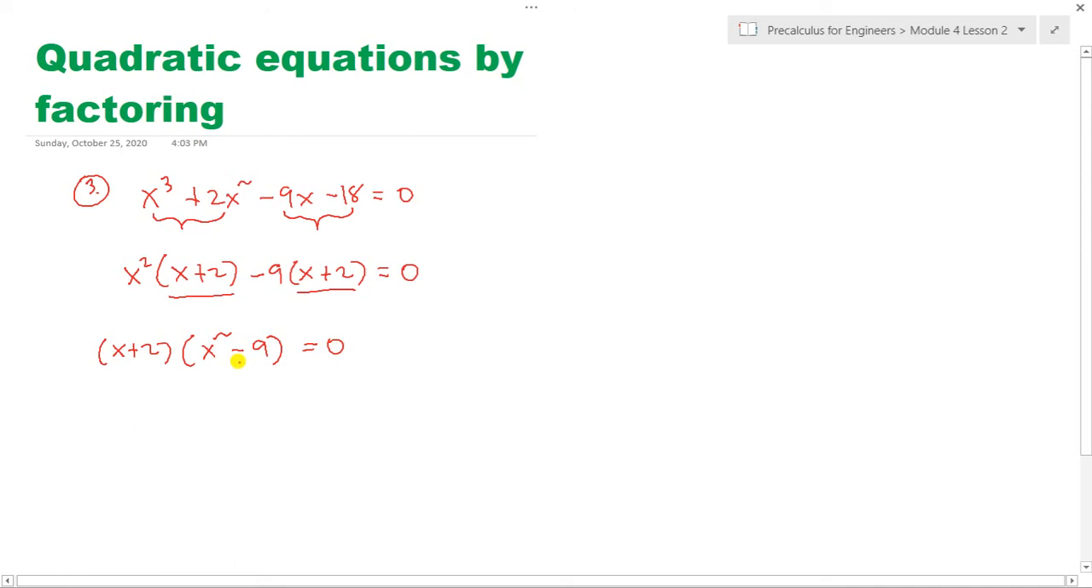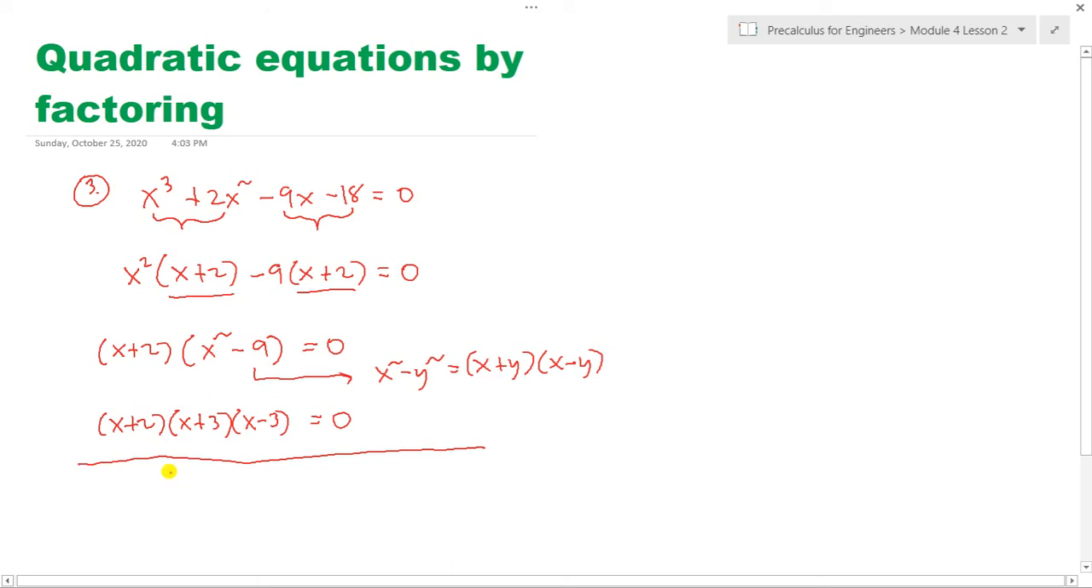As you can see here, x squared minus 9 is of the form x squared minus y squared, which can be factored as x plus y times x minus y. So we can use that. We have x plus 2 multiplied by x plus 3, then x minus 3, because 9 is a perfect square of 3. So that is equal to 0. Here we have 3 factors. Therefore, we have 3 solutions.